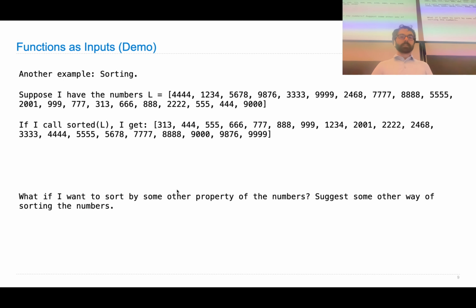All right. So here's another example, which is sorting. Okay. So let's suppose I have these numbers: 4, 4, 4, 4, 1, 2, 3, 4, 5, 6, 7, 8, and so forth. Just a bunch of integers. And by the way, you'll notice these integers have a nice structure. Anybody want to guess how I picked these specific integers? I'll give you a hint.